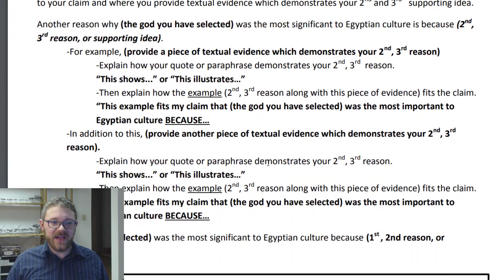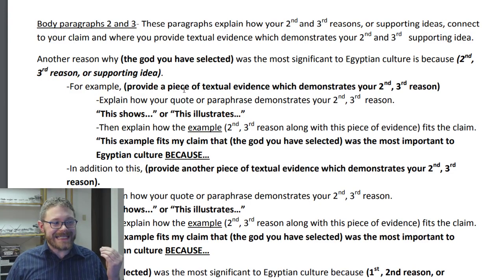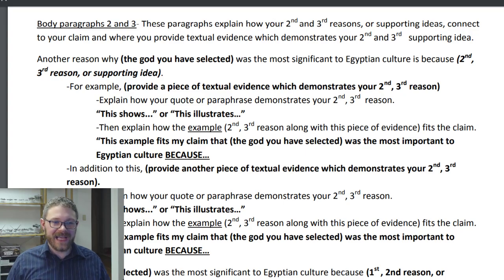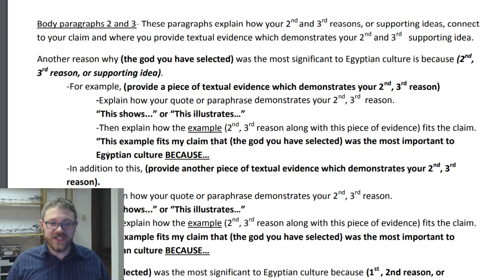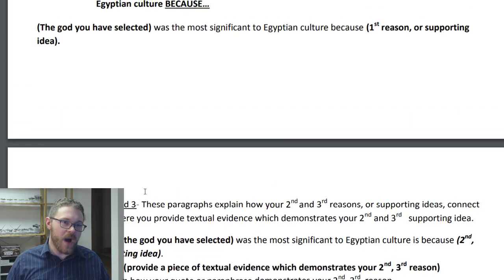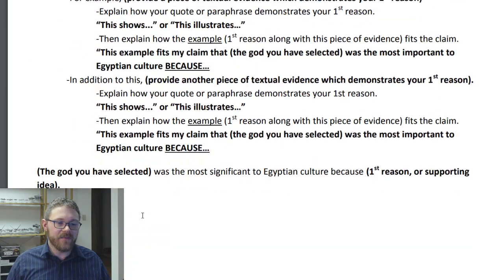All right? Because if we look down here, body paragraphs 2 and 3 are structured in exactly the same way. They just focus on your second and third reasons or supporting ideas respectively. So your second body paragraph talks about your second reason. It gives a piece of textual evidence that backs up the second reason. It explains how the textual evidence demonstrates your supporting idea. It explains how that example backs up your claim, and you do it with another piece of textual evidence for your second reason. And then you go ahead and do it again for your third body paragraph. The only thing that really changes here are your transition phrases. Another reason why versus the first reason why, okay?